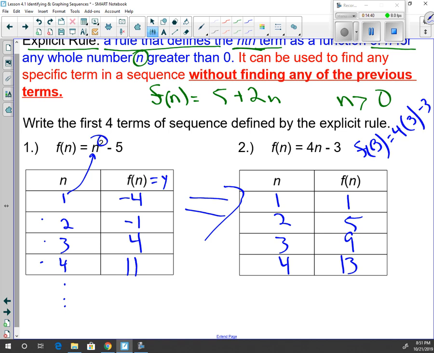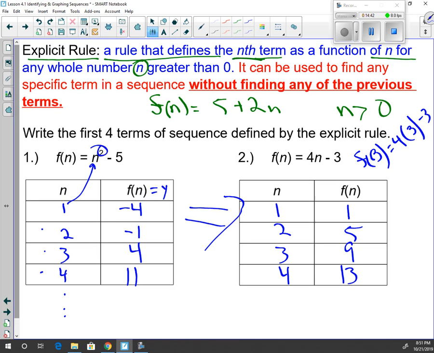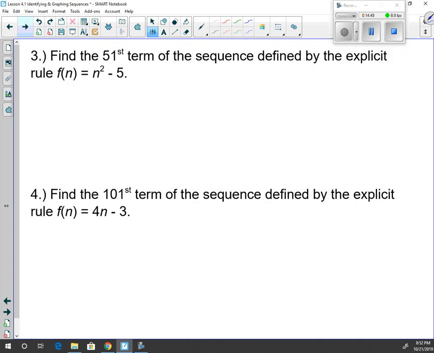But we can do other things too, right? Notice it says it's a rule that defines the nth term, any term that I want to find. So let's look at the next couple examples. In number 3, I'll do 3 and you guys are going to do 4. I want to find the 51st term of the sequence defined by the explicit rule f of n is equal to n squared minus 5. So it's the same rule, but now I want to find the 51st term.